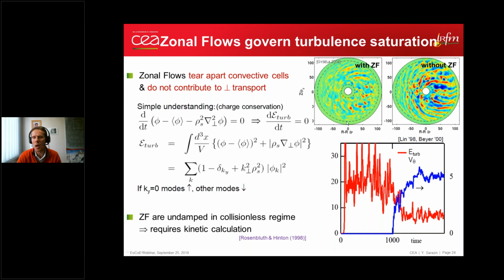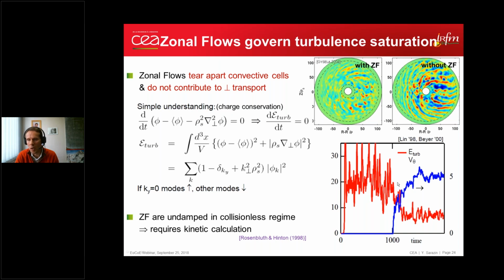In simulation, we can arbitrarily remove the zonal flows, which is obviously not possible in experiments. And what you can see is that when you artificially remove the zonal flows, you end up with structures of turbulence which are much more elongated across the magnetic surfaces, along the radial direction. And this kind of simulation without zonal flow leads to a much larger transport.